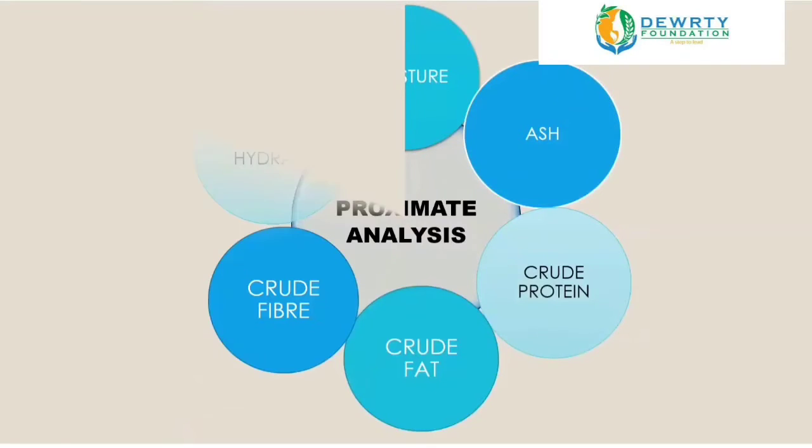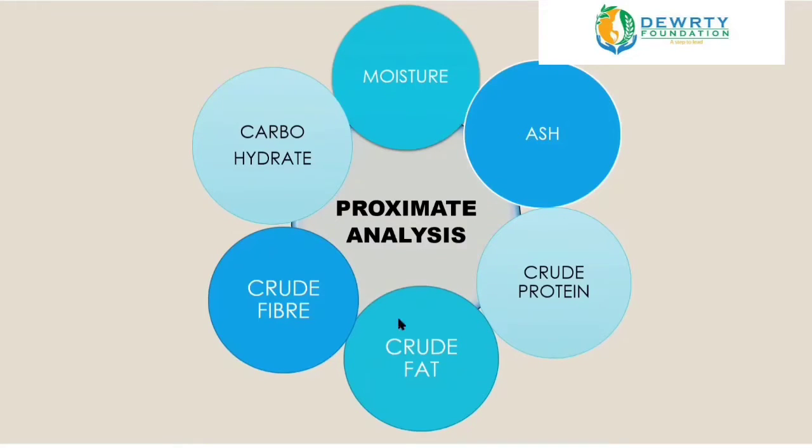So what are the elements or parameters that are mainly considered in proximate analysis? It is basically moisture, ash, crude protein, crude fat, crude fibers, carbohydrate. All these things we may have seen on the back of the nutrition label of many products. So all these are the parameters which are estimated in the proximate analysis.